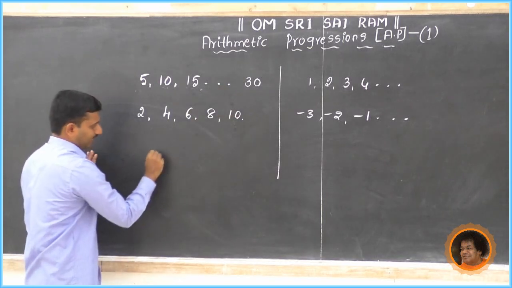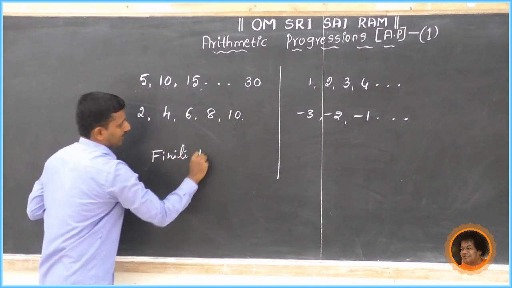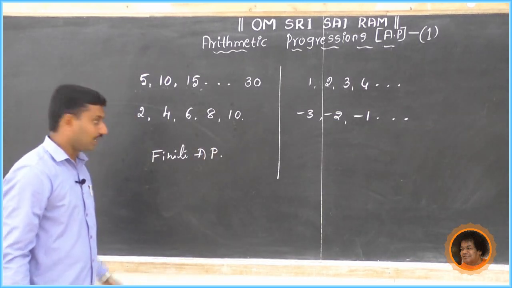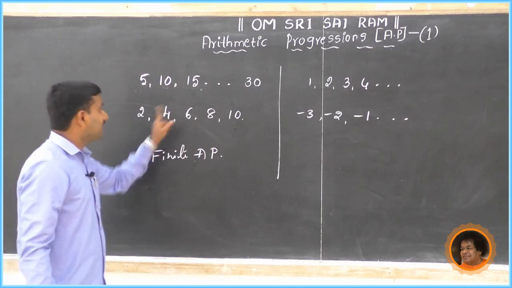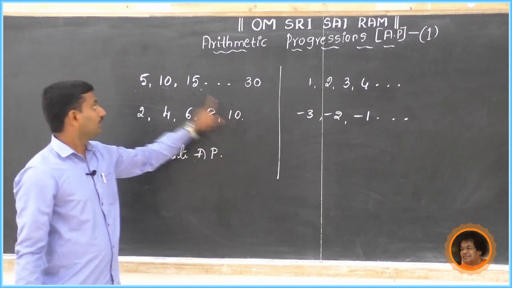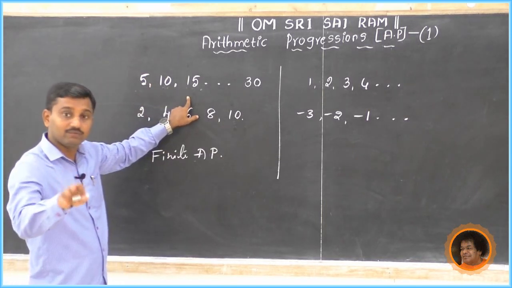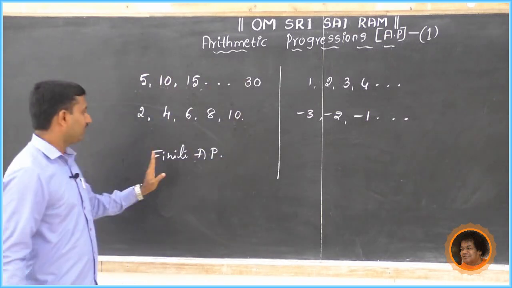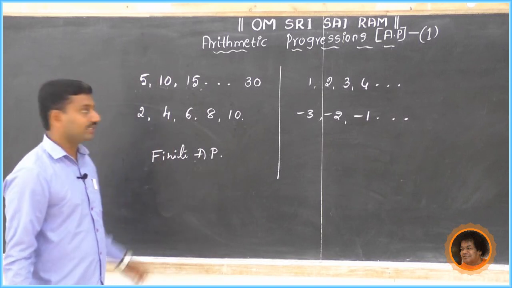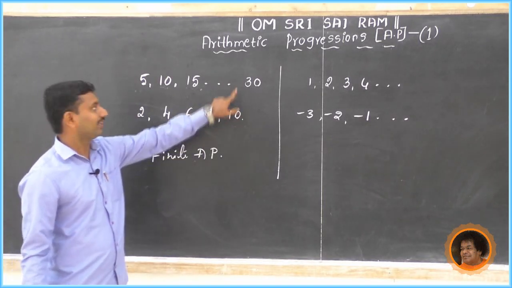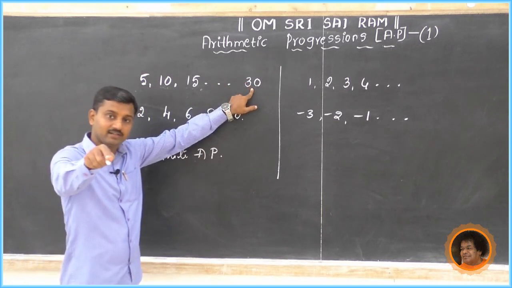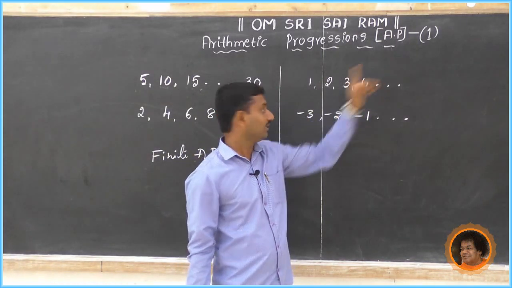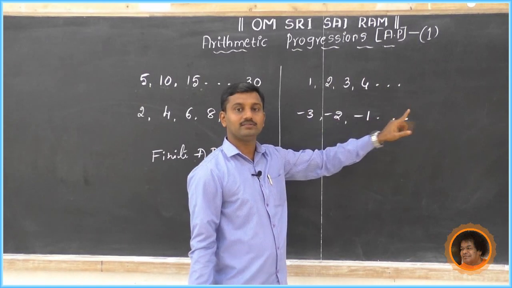Such APs are known as finite arithmetic progressions. How to define a finite arithmetic progression? An AP containing a finite number of terms. Therefore, if an AP contains a finite number of terms, then it is known as a finite arithmetic progression. Here the last term is given, and here also the last term is given. If the last term is there, then it is a finite arithmetic progression. What about these two examples, 1, 2, 3, 4 and so on, and minus 3, minus 2, minus 1 and so on? They do not have a last term.